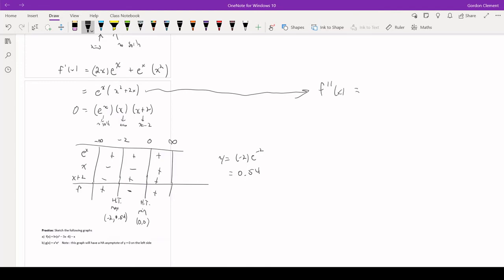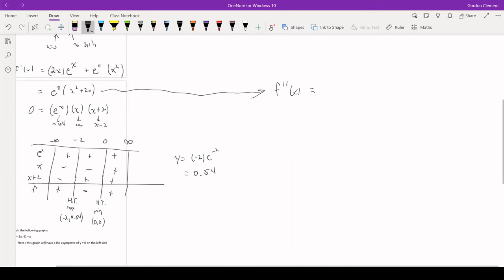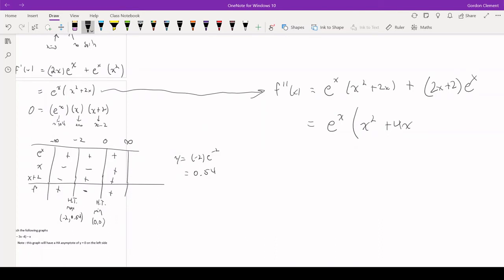The second derivative, again, we're going to do f prime. So f is e to the x, f prime is e to the x, times g, plus g prime, which will be 2x plus 2, times f, which is e to the x. And we get the same sort of thing happening. We can factor out an e to the x, and we're left with x squared, plus 4x, and then a plus 2 in the brackets.